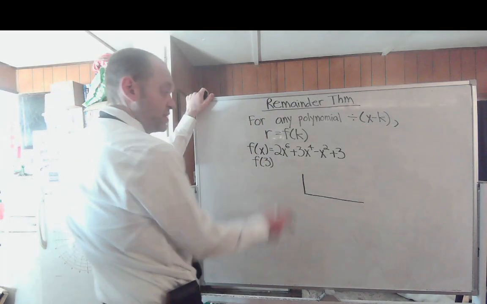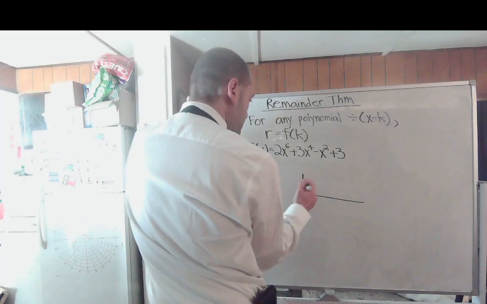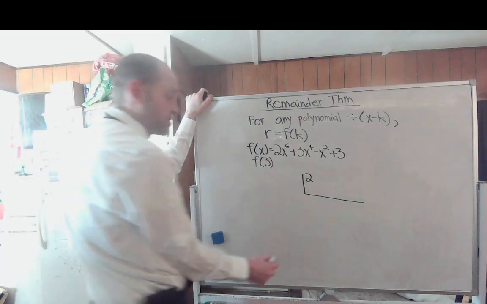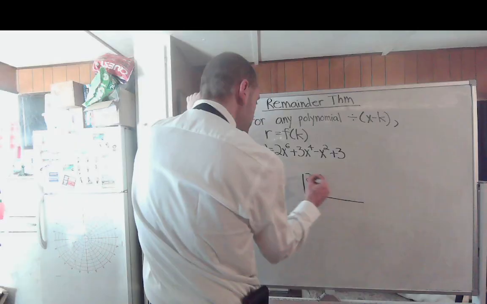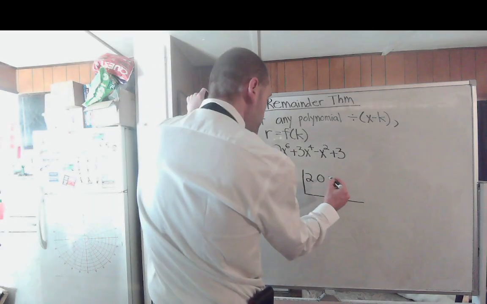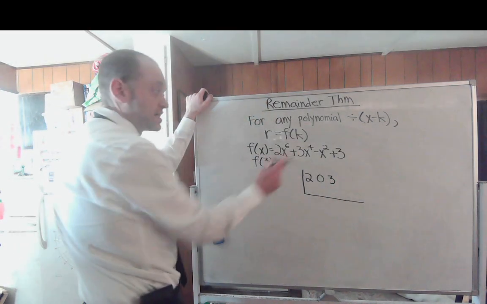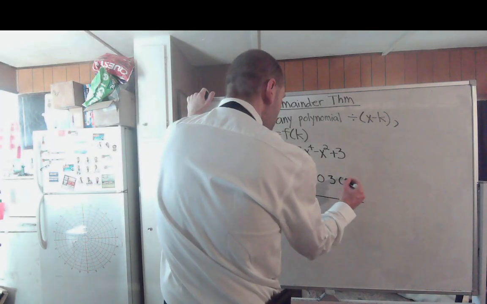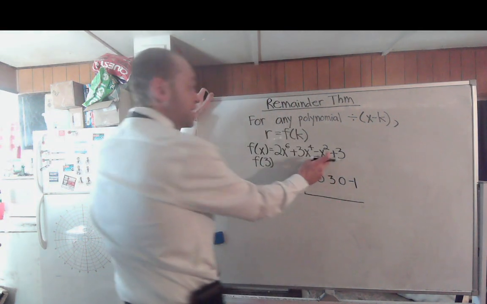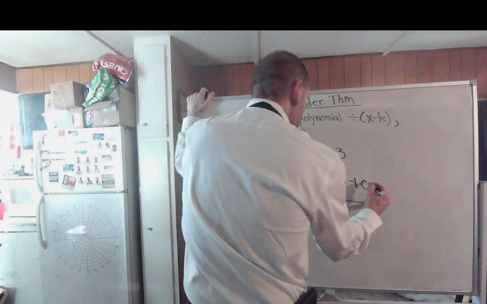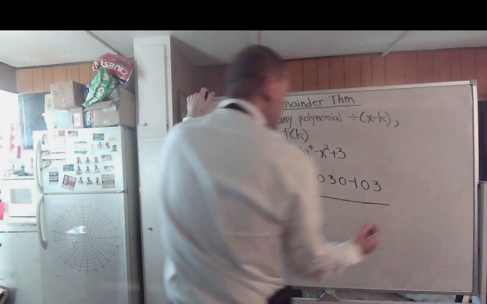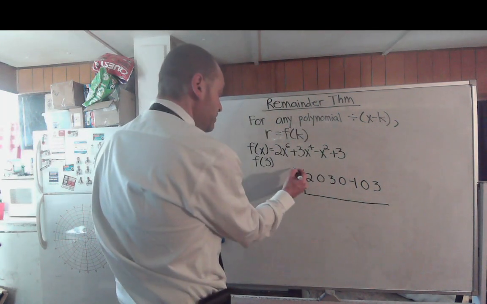So your dividend would be this polynomial, so the coefficient on x to the 6th is 2. We don't have an x to the 5th term, so that coefficient is going to be 0. We have an x to the 4th term, that's going to end up being 3. We have no x to the 3rd term, so there's another 0. The coefficient on x squared is negative 1. We have no x to the 1st term, so there's another 0. And then our constant term is 3. Yes, what a mess, huh? Let's divide all this by 3.